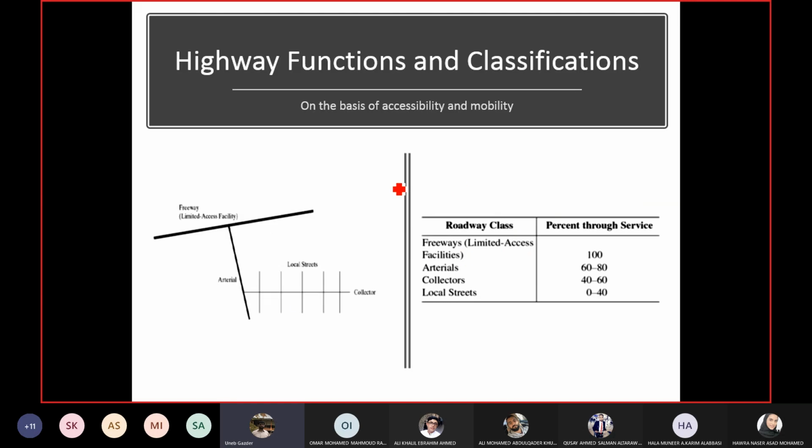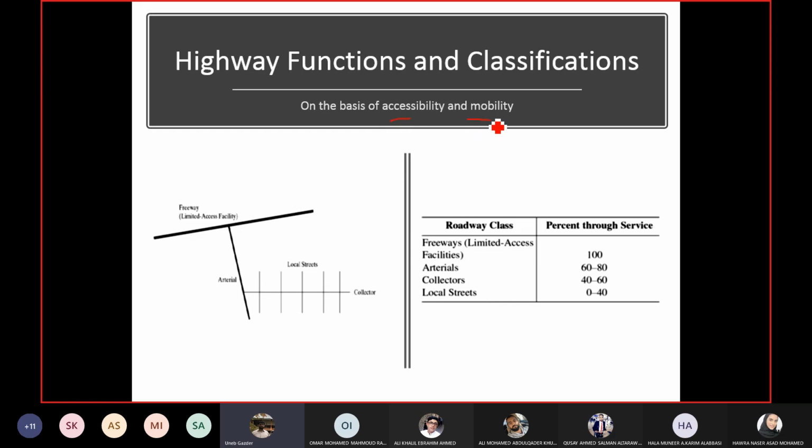Now we will talk briefly about the road characteristics, and we will focus on highway functions and classifications. Any highway is built for 2 purposes or functions. One is accessibility and the other one is mobility.